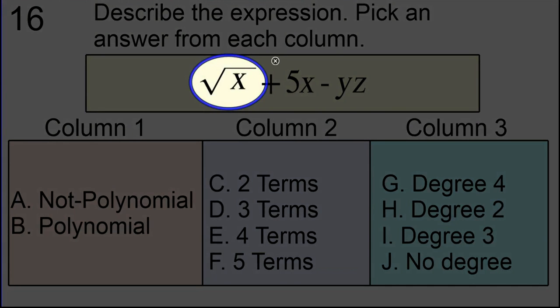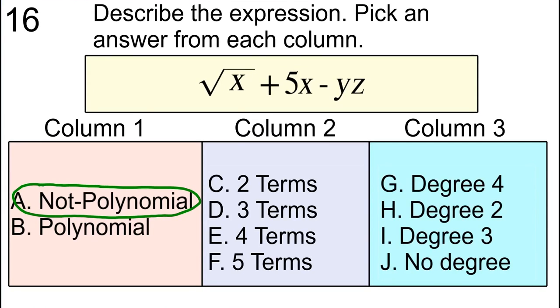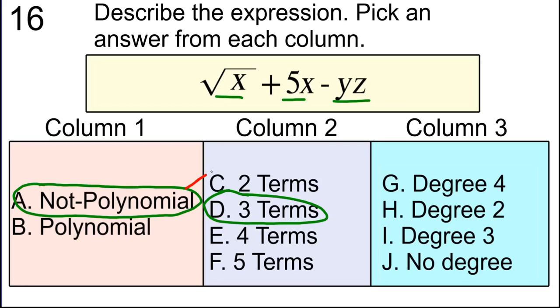Here's another one. You should recognize square root as not polynomial. So we have to put choice A. Even though it's not polynomial, it still has terms separated by the plus and the minus. There are 1, 2, 3 of them. But when something's not polynomial, the answer in column 3 is always J, because things that are not polynomial don't have a degree. Before we go, let's talk about special coefficients of polynomials.